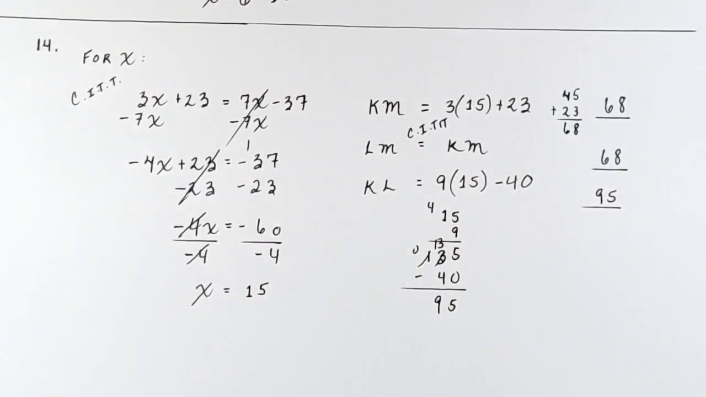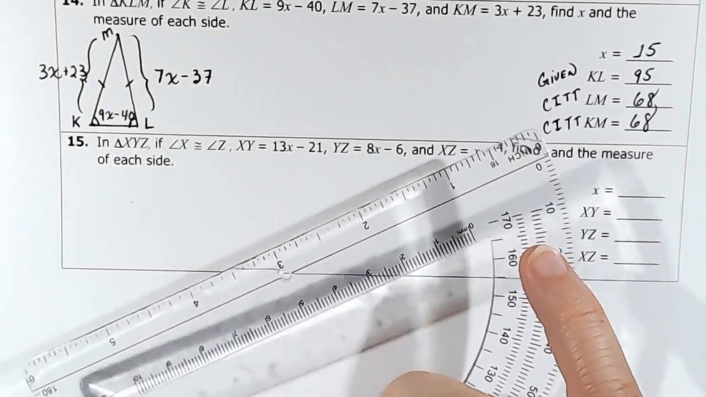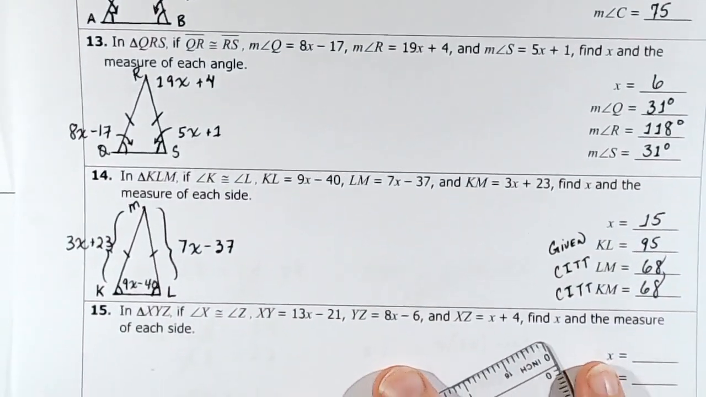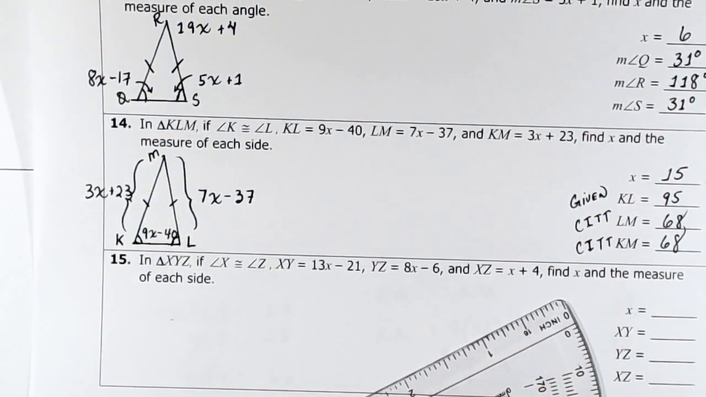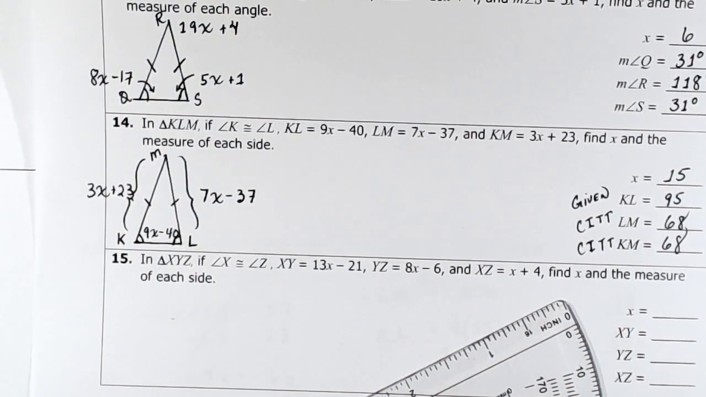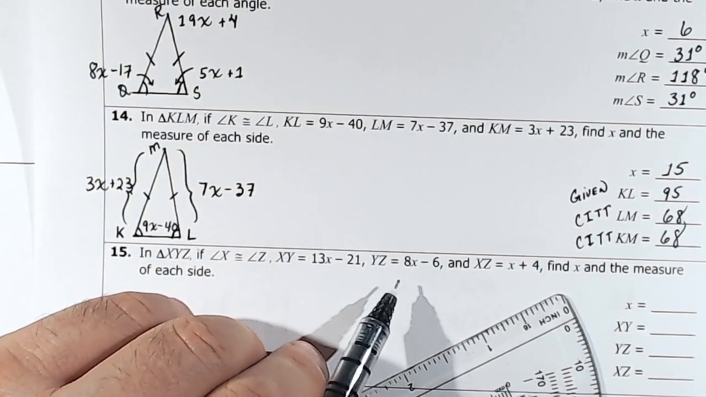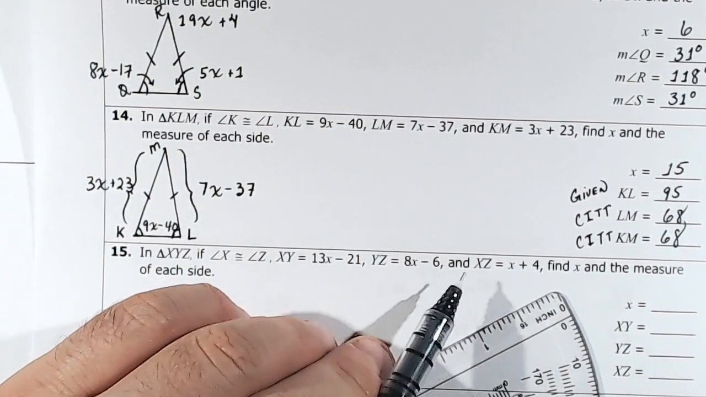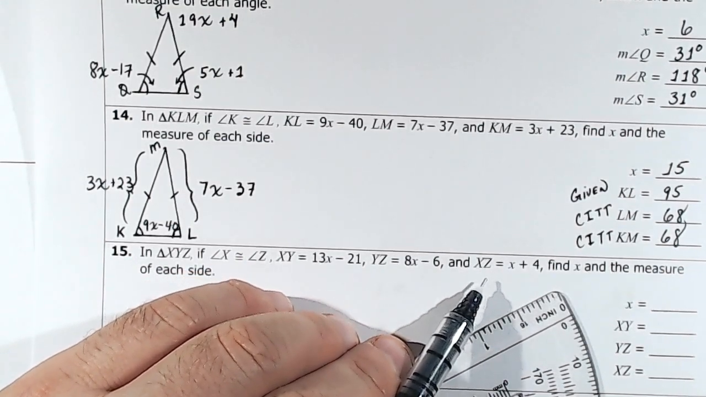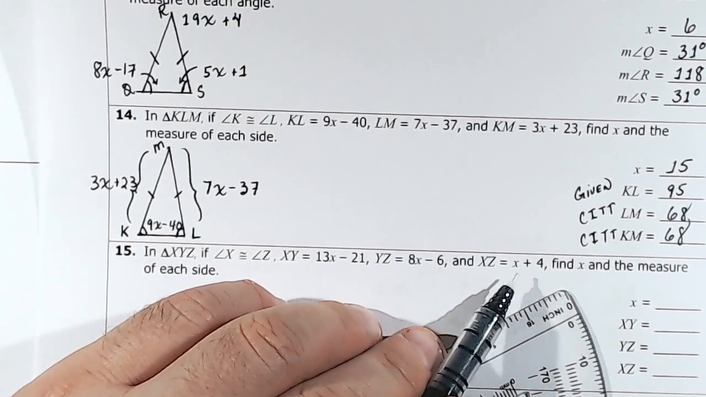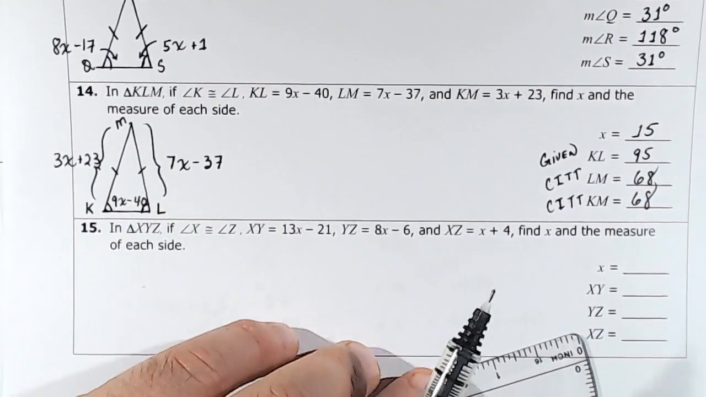All right, we're down to the final problem, number 15. In triangle XYZ, angle X is congruent to angle Z, and XY is equal to 13x minus 21, and YZ is equal to 8x minus 6, and XZ is equal to x plus 4. Find x and the measure of each side.